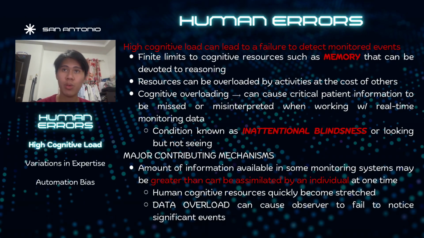The first human error that we'd like to address is that high cognitive load can lead to a failure to detect monitored events. This happens because we have limited cognitive resources such as memory, and when this happens, we miss or misinterpret real-time monitored data. This is known as a condition of inattentional blindness, or looking but not seeing. And there are major contributing mechanisms, such as having an amount of information available in some monitoring systems that is greater than can be assimilated by an individual.